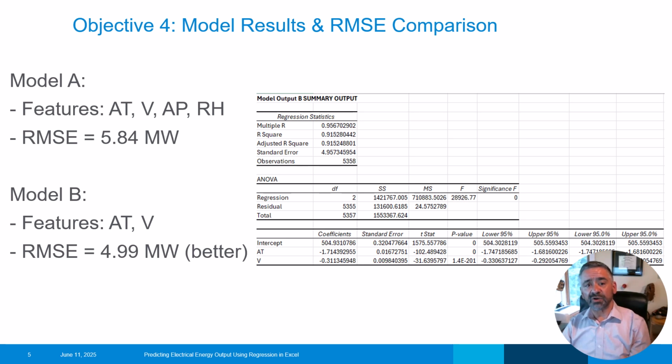This slide shows the regression output for Model B, which used only those 2 features, temperature and exhaust vacuum. The Excel summary includes the intercept, feature coefficients, and R-squared value. This output formed the basis for calculating predicted energy values in the next step. And as you can see, the R-squared value indicates a very strong linear relationship, and the coefficients reflect how each variable affects energy output.